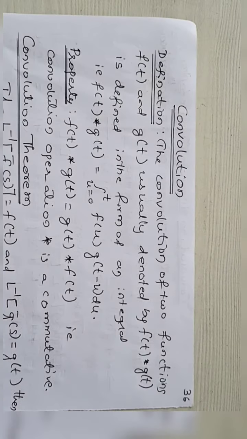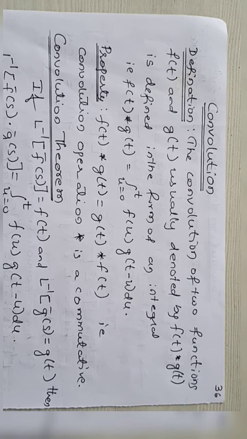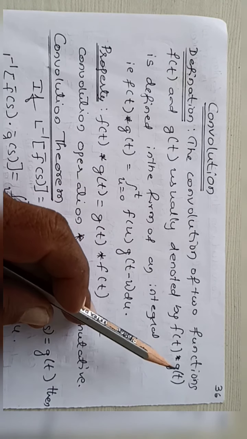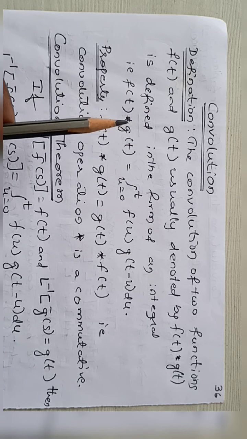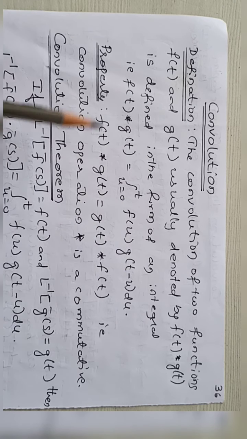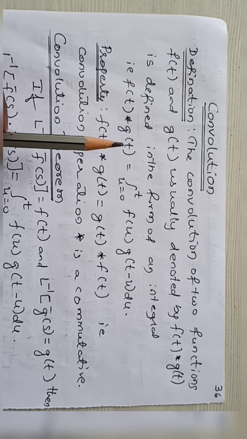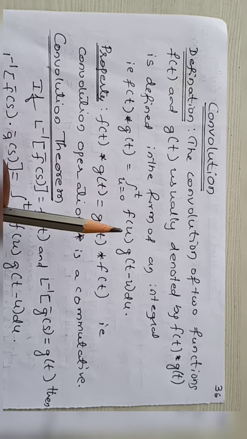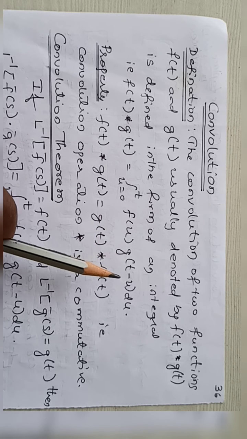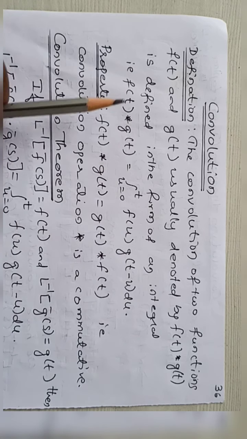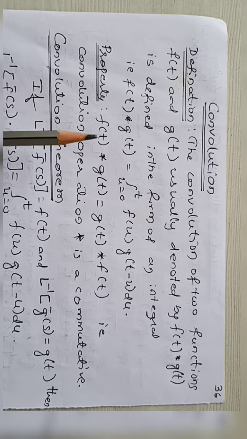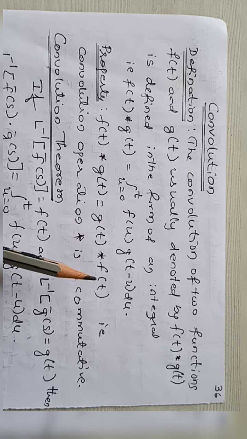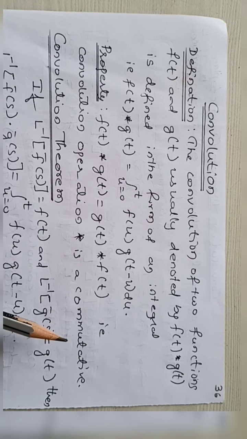Before that, what is the convolution definition? The convolution of the functions f of t and g of t, usually denoted by f of t * g of t, is defined in the form of an integral, that is f of t * g of t is equal to integration u is equal to 0 to t f of u g of t minus u du. Very important application. Next property: f of t * g of t, we can write g of t * f of t. What is that? It is commutative.